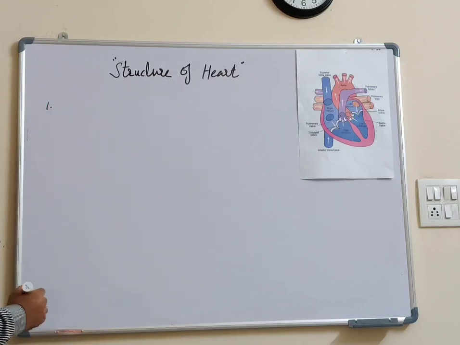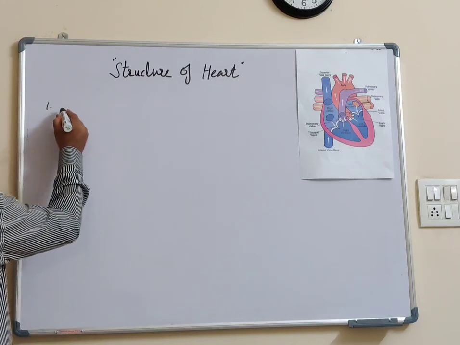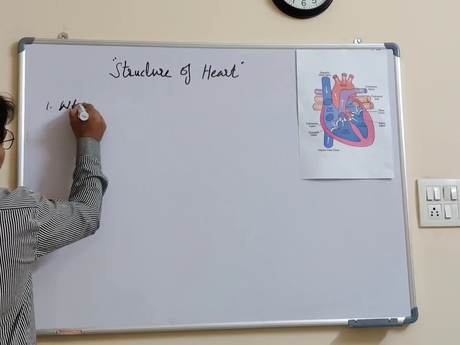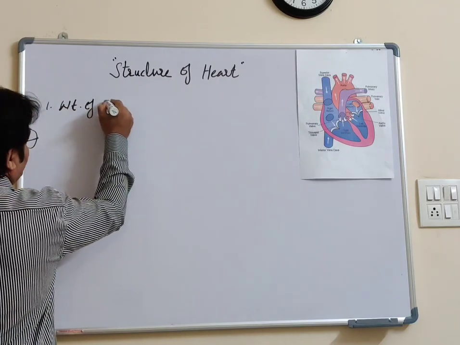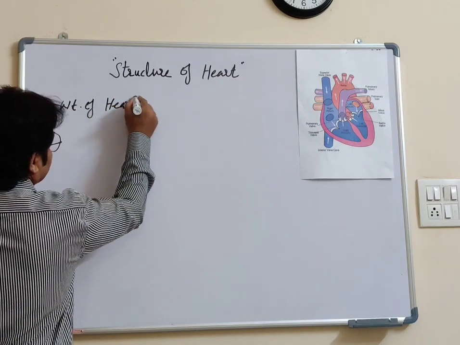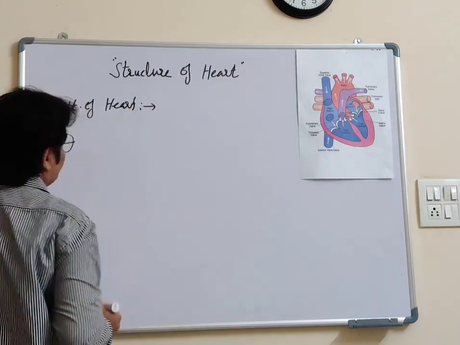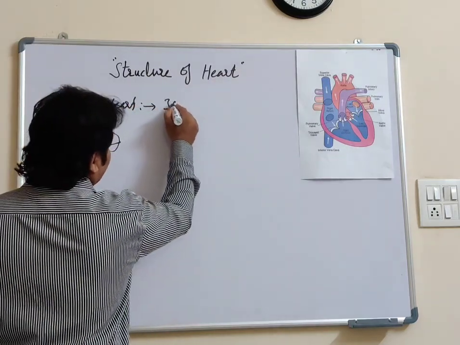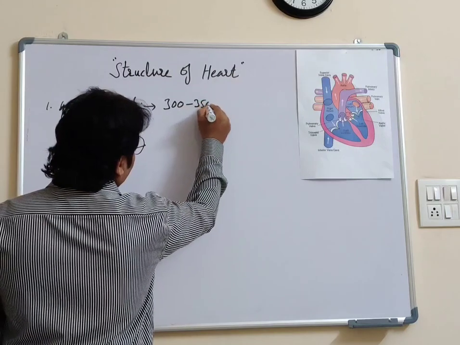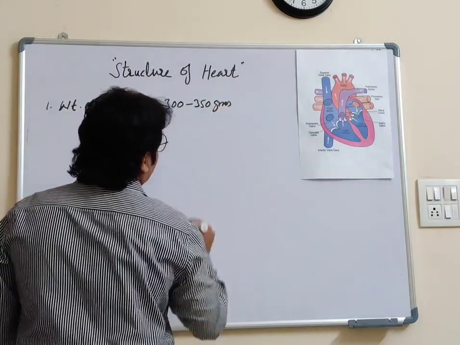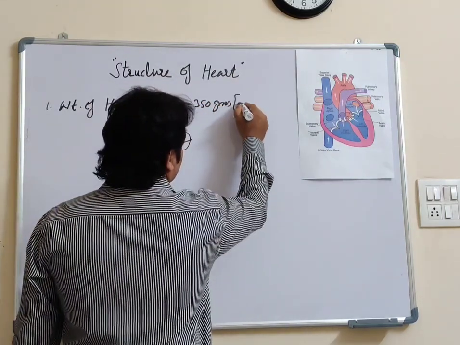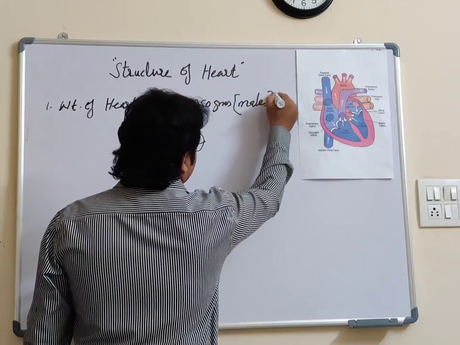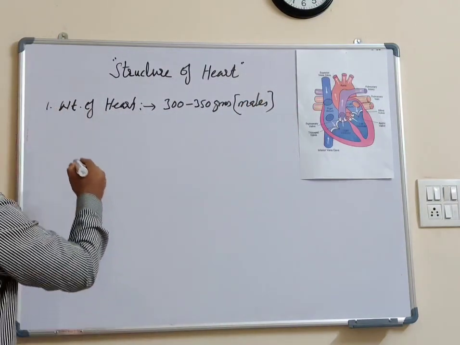The first point should be the weight of the human heart. What is the weight of the human heart? Nearly 300 to 350 grams in males.